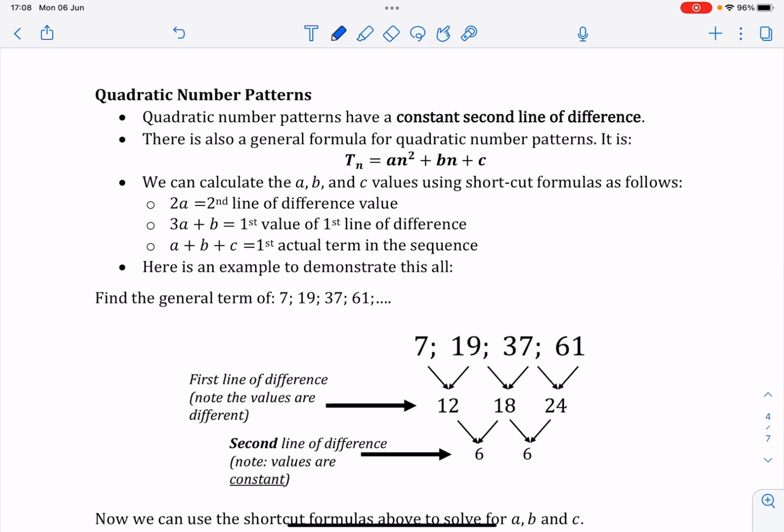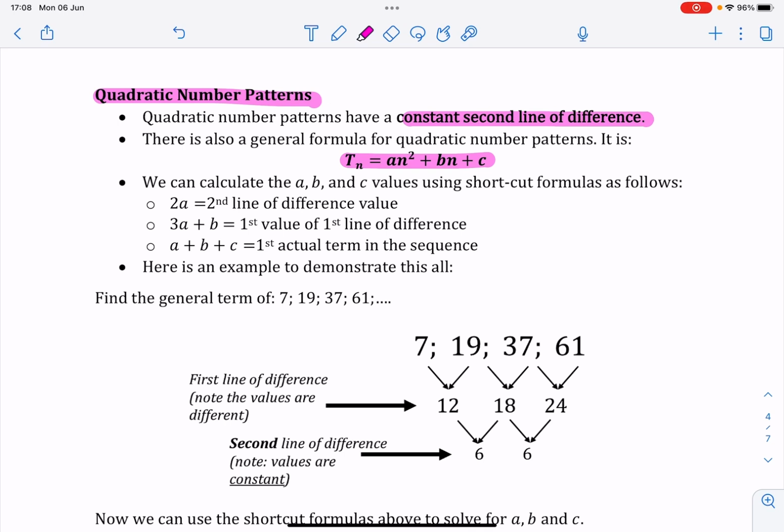Next, I'm going to go through quadratic number patterns. So this is introduced in grade 11. Quadratic number patterns have a constant second line of difference, and it forms the quadratic formula. Tn, instead of x's, we use n's. Tn is equal to an squared plus bn plus c. This should be familiar from your algebra section.